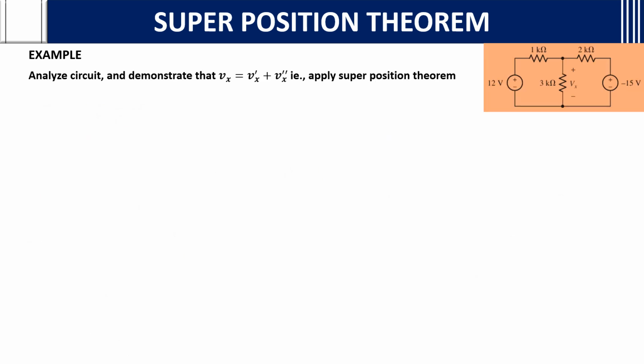Analyze the circuit and demonstrate that Vx is equal to Vx dash plus Vx double dash. Nothing but keep one source active and another source inactive. Here also, keep one source active and another source inactive. What we have done previously, in the same way, apply the superposition theorem.